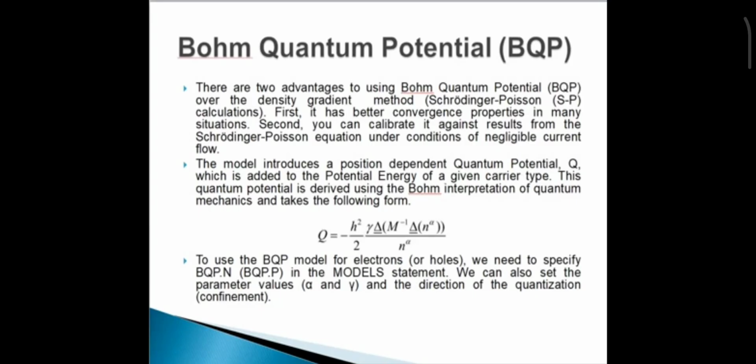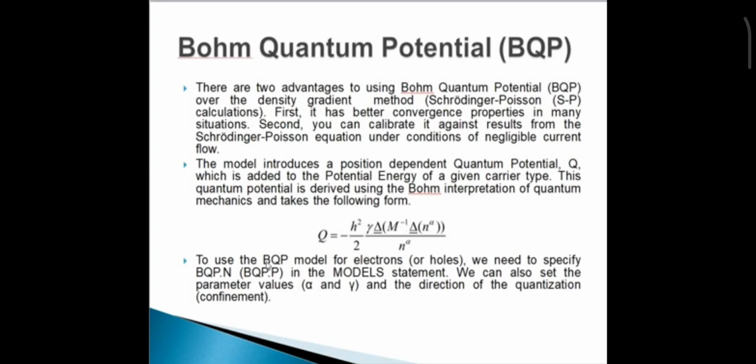My dear friend, the Bohm quantum potential model introduces a position dependent quantum potential Q, which is added to the potential energy of a given carrier type. This quantum potential is derived using the Bohm approach and represented as shown in the equation Q is equal to this one, in which gamma and alpha are two adjustment parameters, and this one is the inverse effective mass.